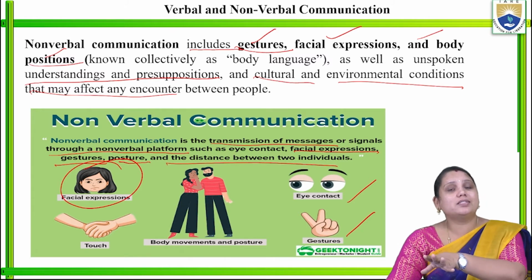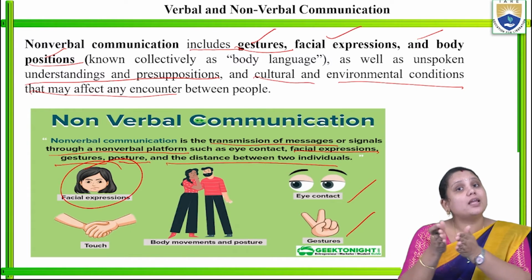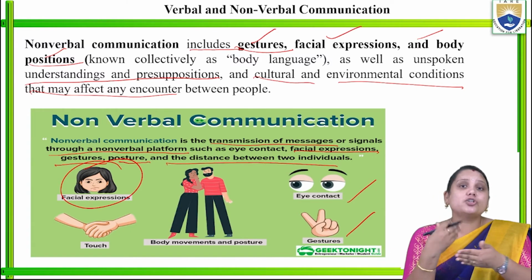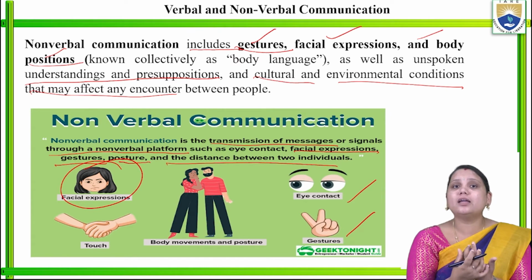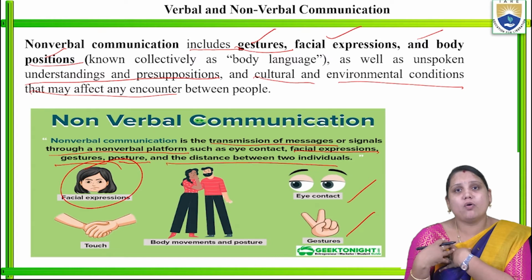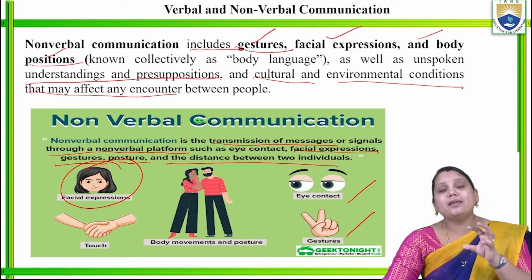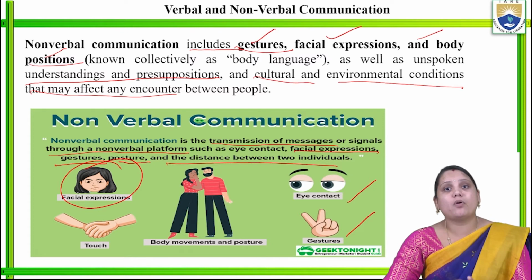Because we have that distance, we have that special formality of maintaining distance from others. The body automatically shows the gesture that this person is not my own. This person is my own. That owning mentality can be seen through the body gesture.